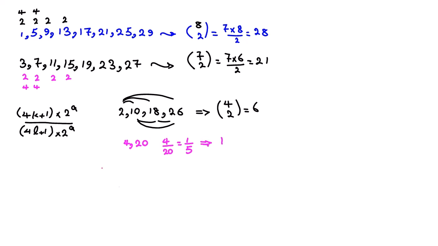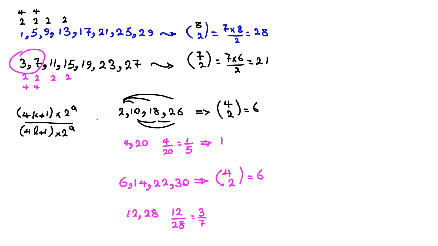Now for these parts. 2 times 3, 6, 14, 22, 30. So we can say what? We can say 4 choose 2, 6. And next, 4 times 3, 12. 4 times 7, 28. 12 over 28 is good because it will be 3 over 7. 4k plus 3 over 4k plus 3, we know is good like this because you can multiply both of them by 3. And it will be 9 over 21 and it's good. And it will be 1.